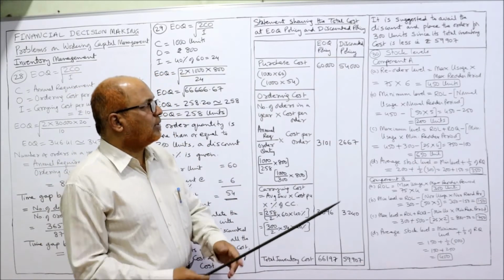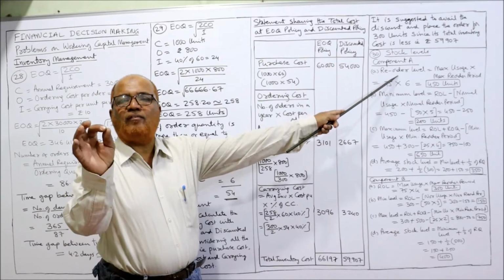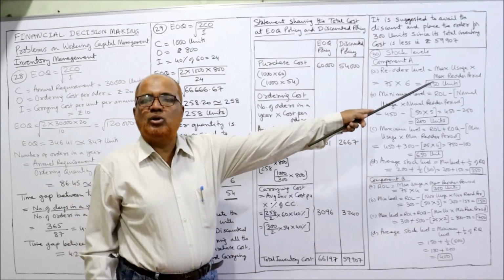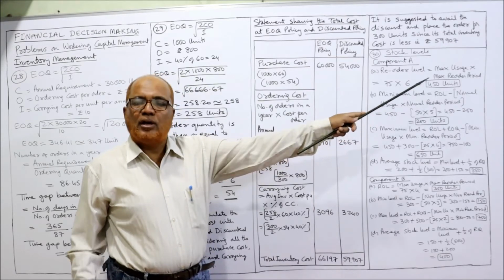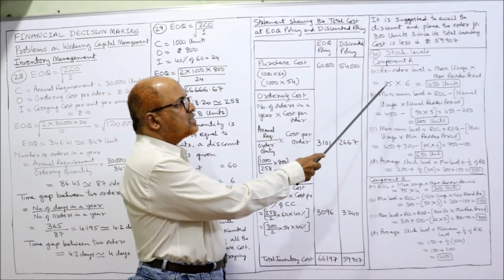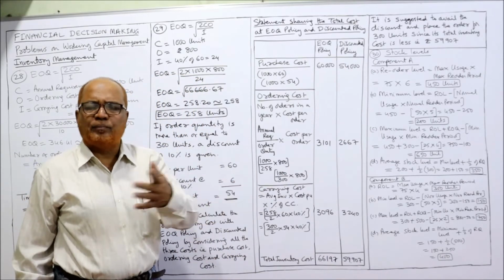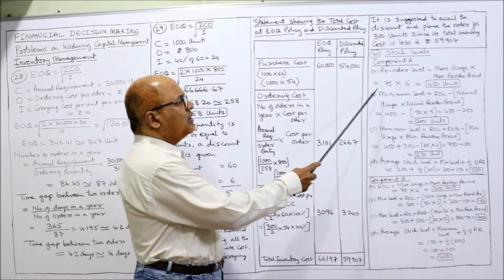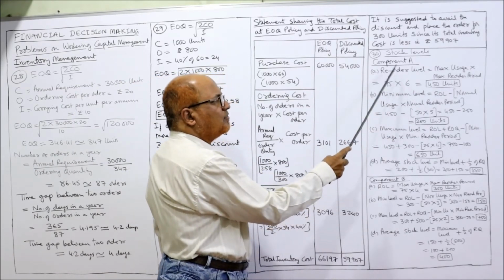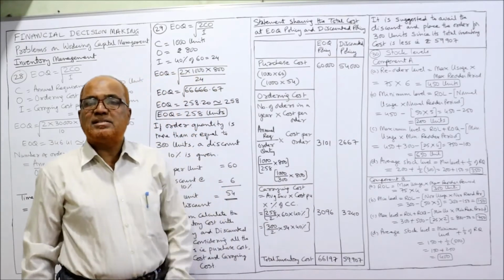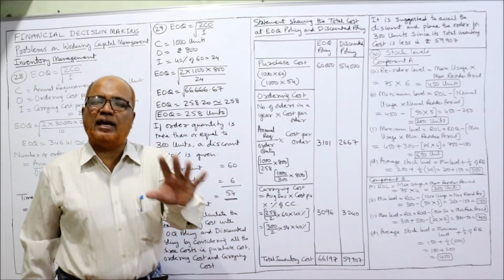Now, remember the formula. Component A, reorder level. The formula for reorder level is maximum usage into maximum reorder period. So if you see the problem, the maximum usage is 75 units for any component, A component or B component, both same. 75 units is the maximum usage. Maximum reorder period is 6 weeks for component A. So 75 into 6, 450 units is the reorder level for A component.